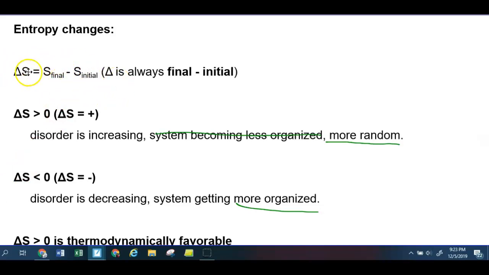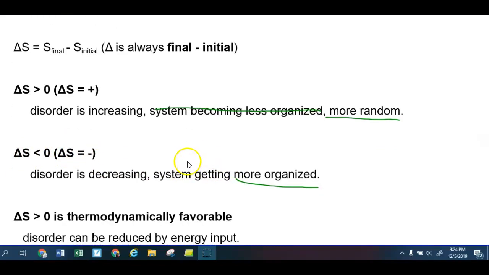Delta S, or the change in entropy, is the final entropy minus the initial entropy. I just want to remind you that when you see this delta or this triangle, it's always final minus initial for anything I would give you. If the change in entropy is greater than 0, or delta S is positive, then the disorder is increasing. I like to say the system is becoming more random. If delta S is less than 0, or negative, then the system is becoming more organized.